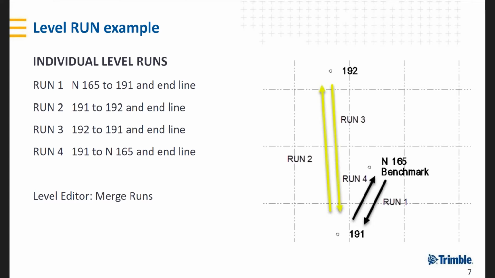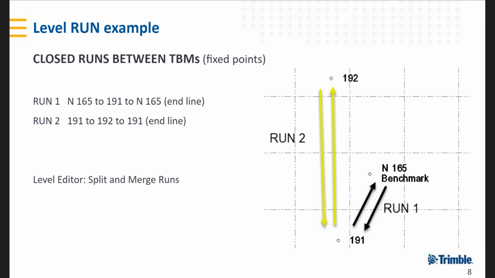And then in the sequence in the field collection, there is the end line function. So every run has an end line. And then in level editor, we'll see this later as well, but the tool is to merge the runs in the level editor.